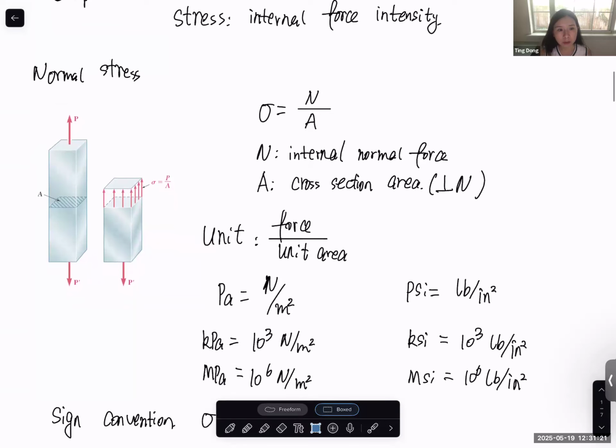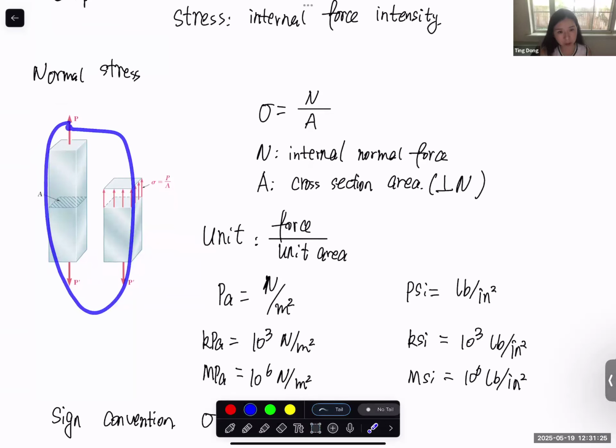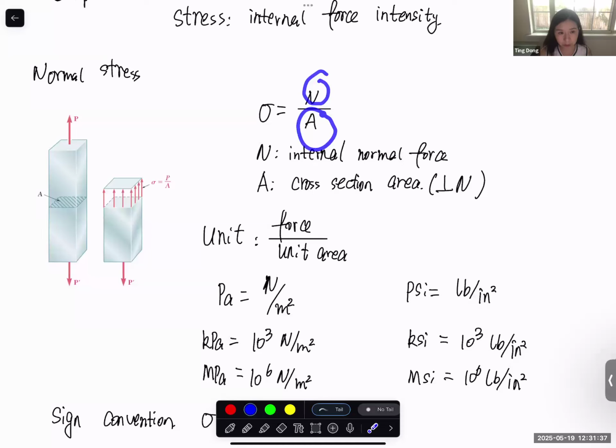The simplest one is normal stress. If we have a tension or compression situation, then the normal stress equals the internal normal force. Some texts use P, some texts use N, it doesn't matter, as long as you know that this is the internal normal force over the cross-section area. To make a difference between this and shear stress, the normal force here is perpendicular to the cross-section area we use to calculate stress.